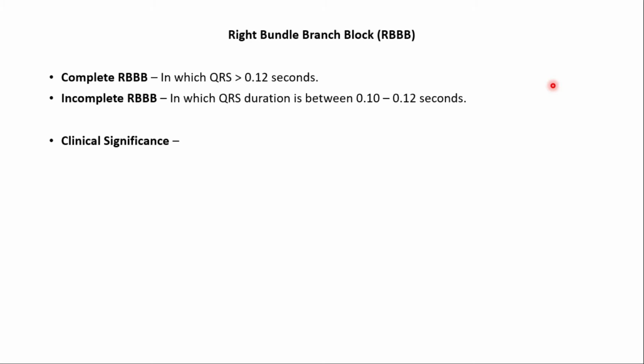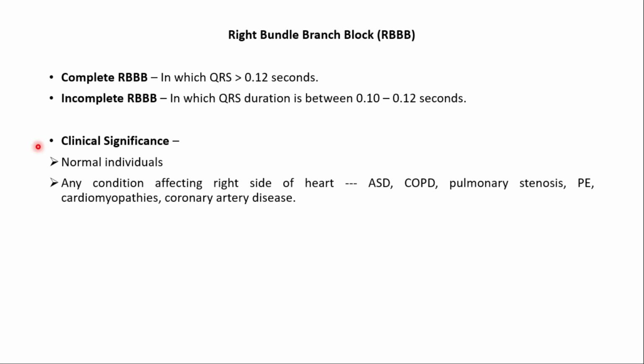So right bundle branch blocks can be complete or incomplete based on the duration of the QRS complex, and it can be associated with various anomalies or pathological processes. First of all, right bundle branch block can be seen as a normal variant, so it does not always need intervention. Besides normal variants, it can be seen in various other pathological states, as mentioned in the presentation.